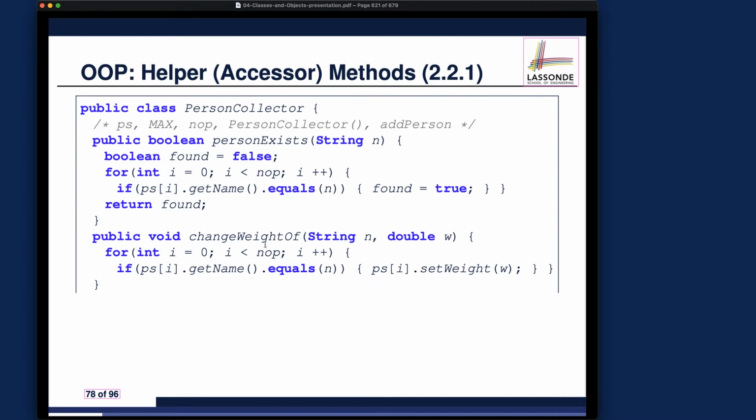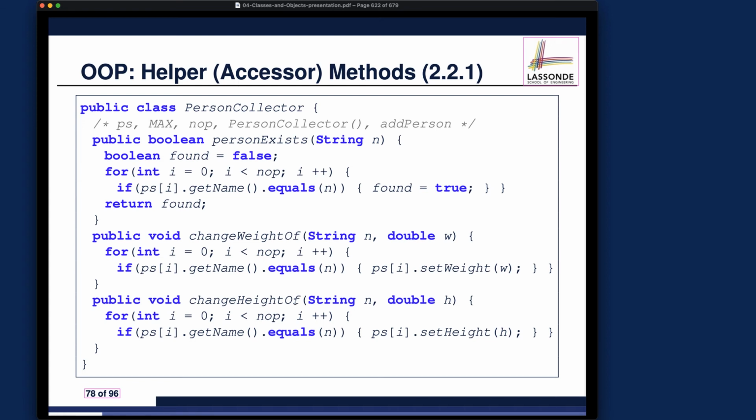Second one. Let's say we want to change the weights of a particular person. We're going to do a very similar process over here. We still want to go over the entire array up to NOP, and then we check if the current person's name is equal to the one we're looking for. In that case, we're going to set their weights to be the input weights, and we're assuming that setWeight is some mutator that's defined in the person class. You will see that when you import the lecture projects. Finally, change the height of will be very similar, except that once we find the matching person with the matching name, we're going to change the height.